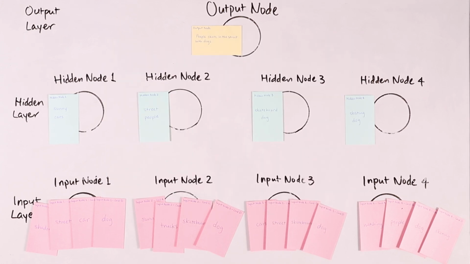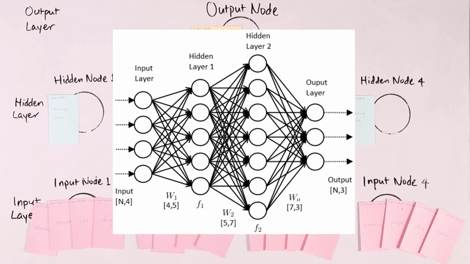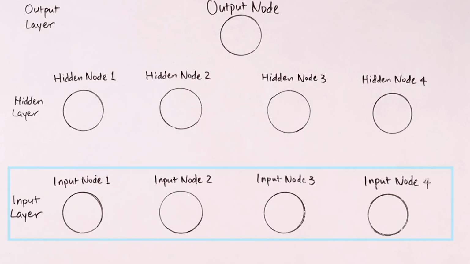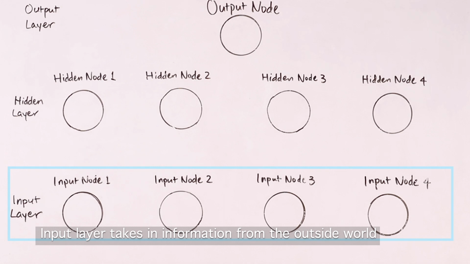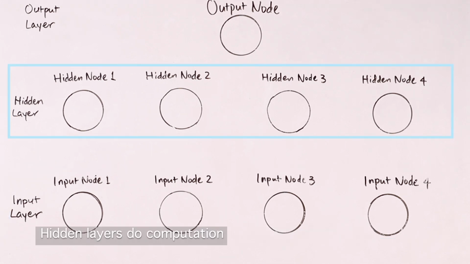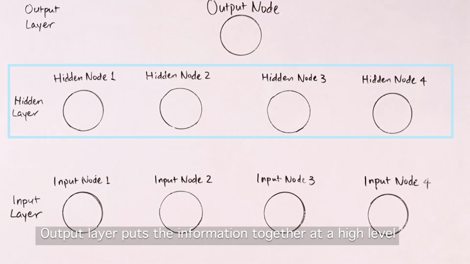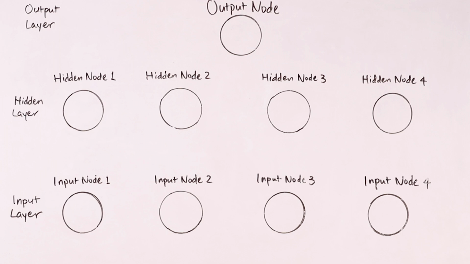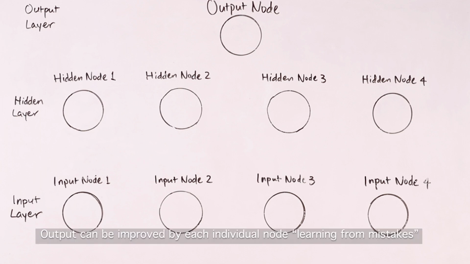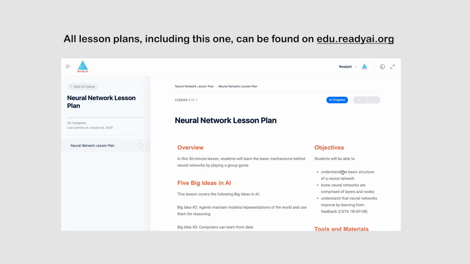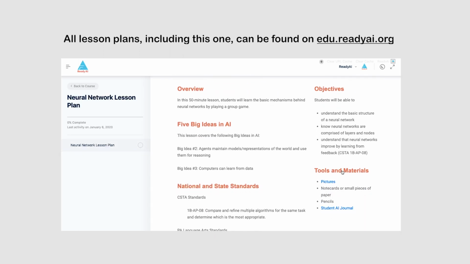To wrap up the lesson, we can talk about how this game is similar to a real neural network. Note that the input layer takes in information from the outside world. Hidden layers do computation, and the output layer puts the information together at a higher level. And most importantly, we learned that output can be improved by each individual node, quote-unquote, learning from mistakes. And now you know the basics of neural networks by playing a 15-minute game.